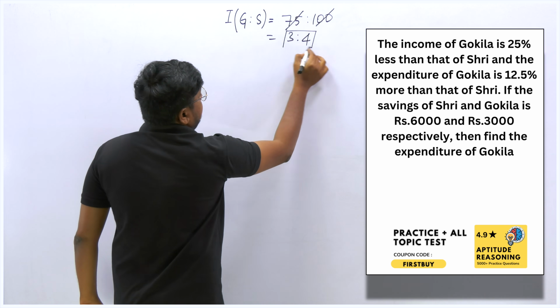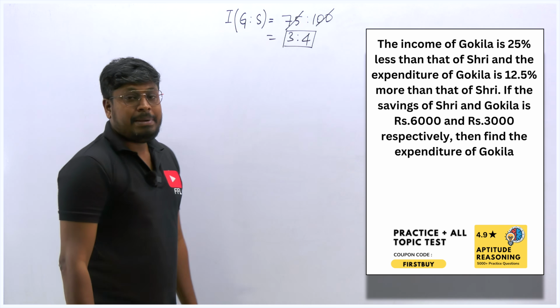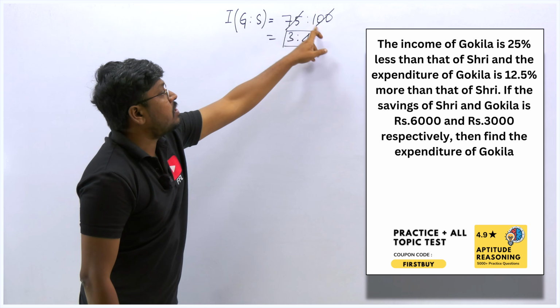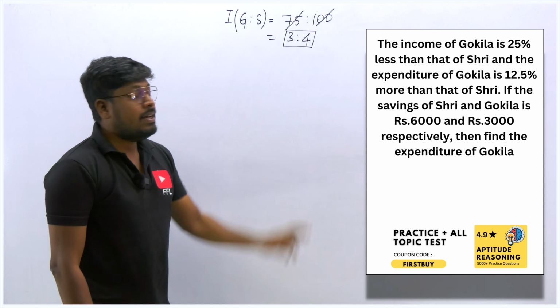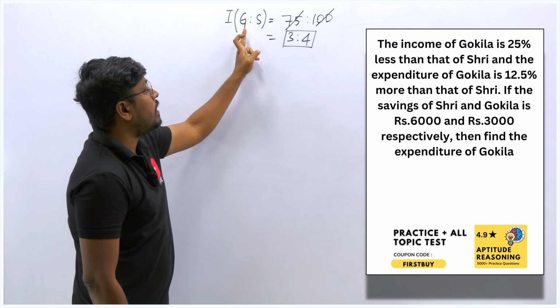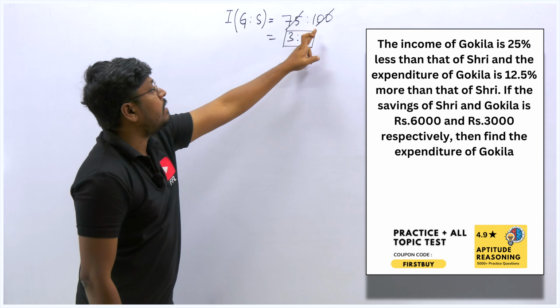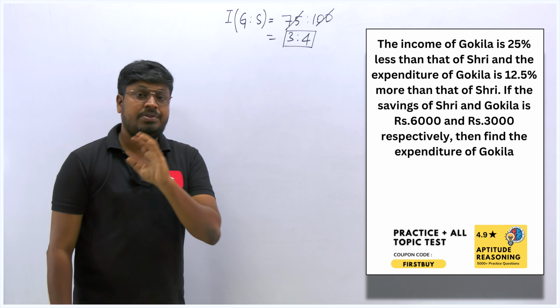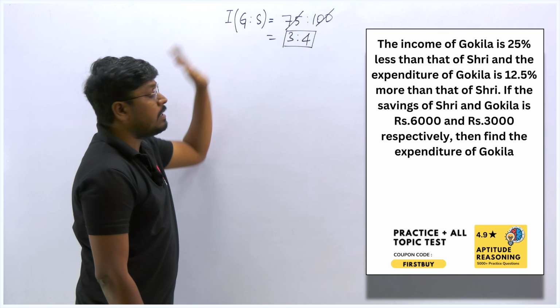So now we can say that the income ratio will be 3:4. Yes or no? Because 25% less. So 100 minus 25, resultant will be 75. So 75% will be the Gokila income and the Sri income will be 100. So after cancelling it, we got the ratio 3:4. So this will be the income ratio.